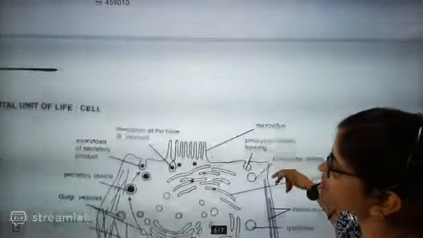Granules will be there, which is a type of cell inclusion, that I am also going to discuss. So this part we have finished.